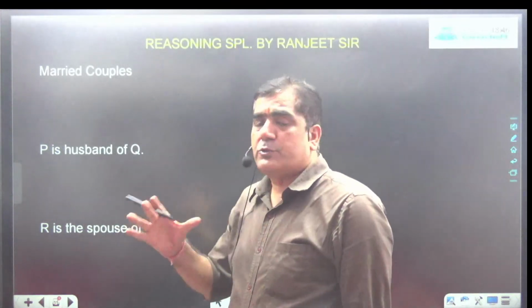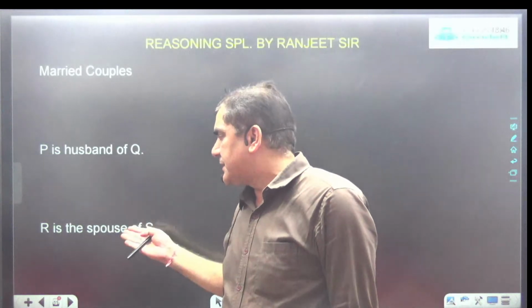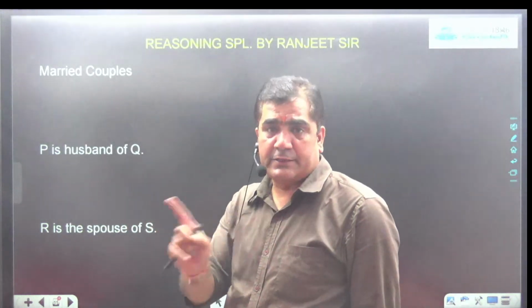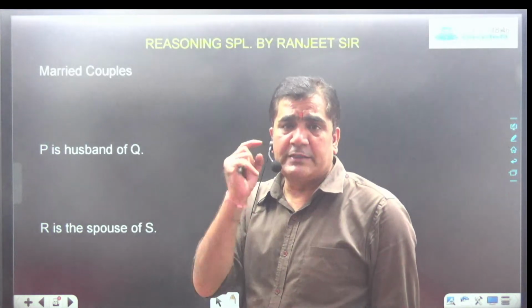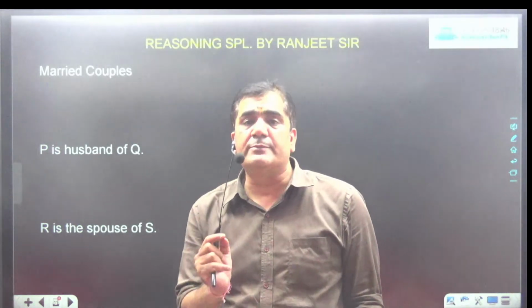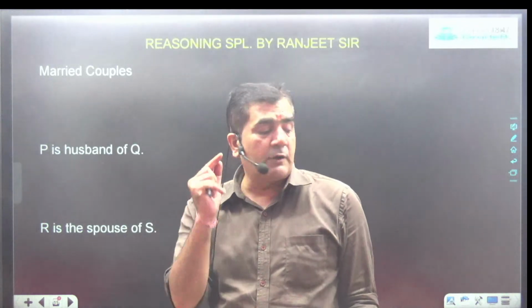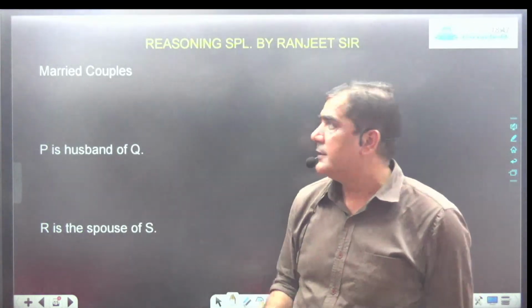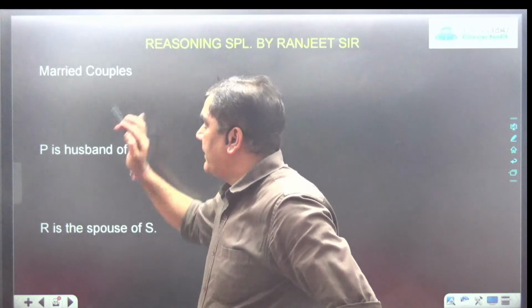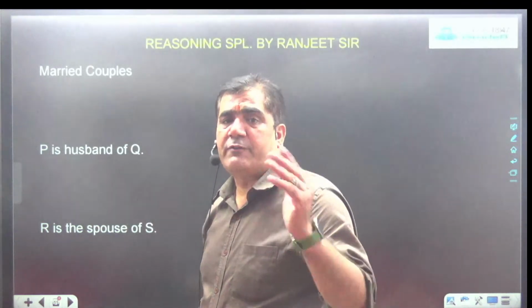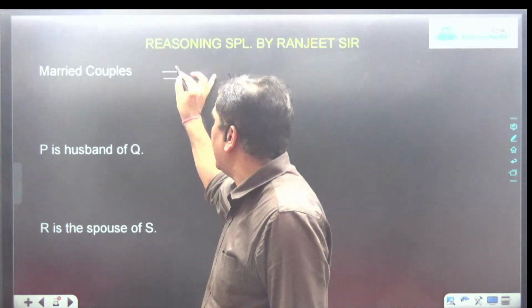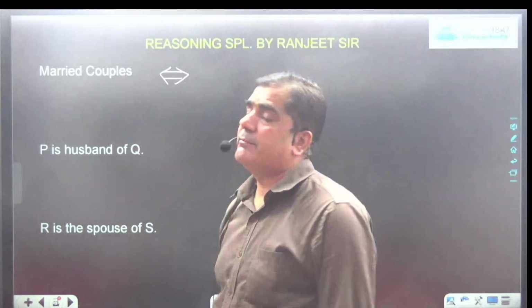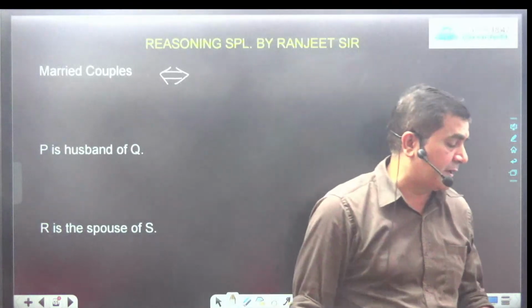Now most students think that if this is given or this is given, both will have the same meaning. No dear, they won't have the same meaning. They have got a major difference, and the difference will be in terms of gender. Now, for married couples, whenever they talk about a husband-wife relationship, any married couple, my symbol will be the equal to sign but with an arrow at the last. This symbol I am going to use for husband-wife, married couple.